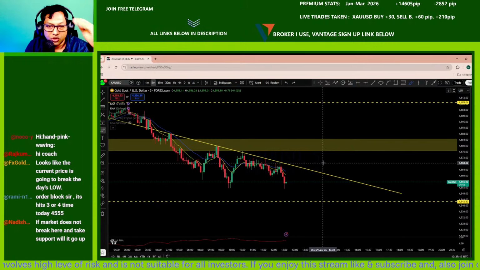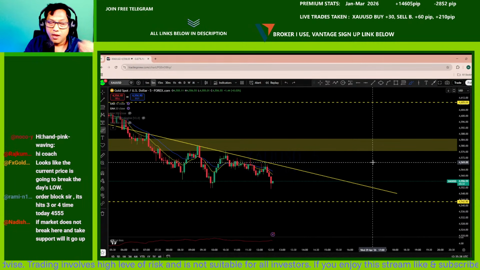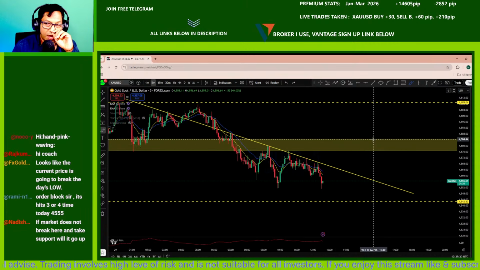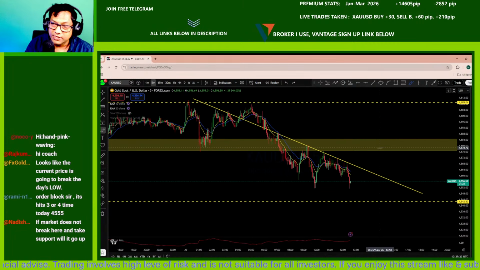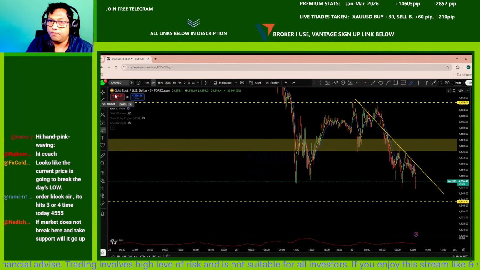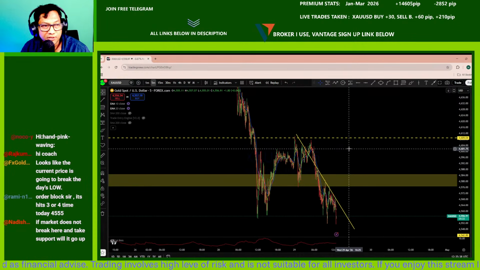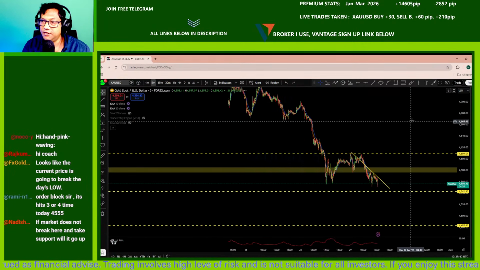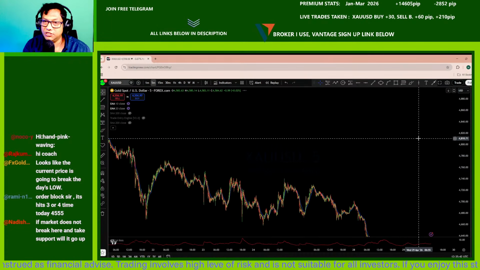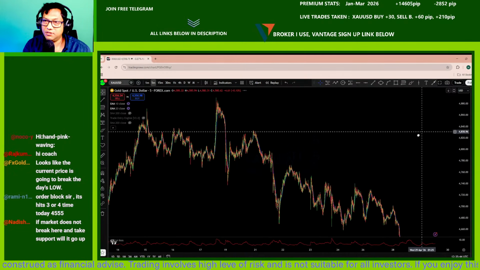If the market does not break here and take support, will it go up? I don't think it's going to go easily up. Why? Because if you look, we saw quite a few moves, but ultimately it rejected, right? You see that here. I'm looking at the 5 minutes, and that's a massive trend, guys.